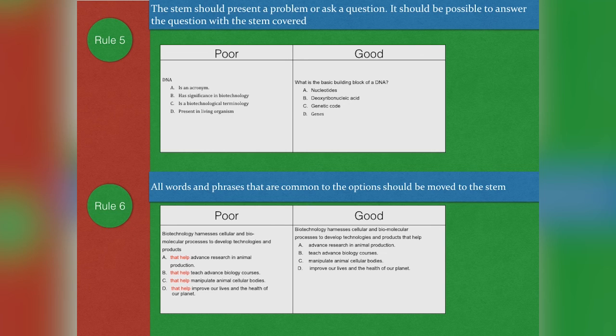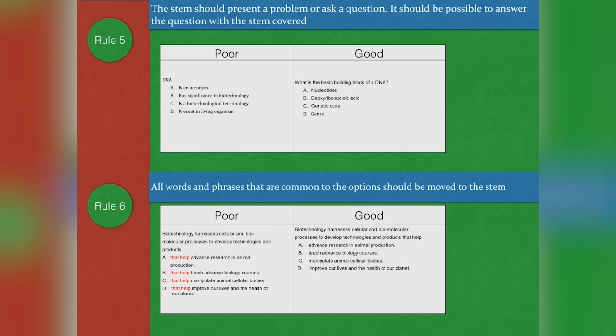Rule number 5 that you should know. Okay, our objective is clear: to bring it to the attention of the facilitator in case they missed out some aspect of these rules. The stem should present a problem or ask a question. It should be possible to answer the question with the stem covered, meaning that if we cover the stem, we should be able to answer the question.